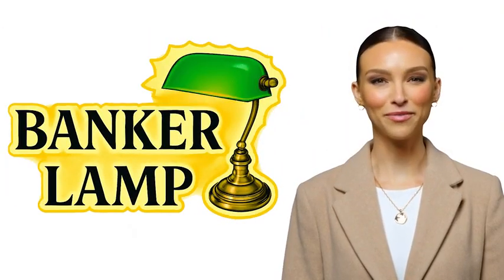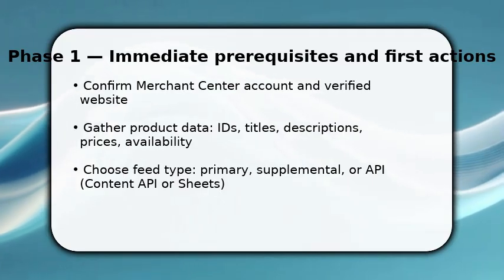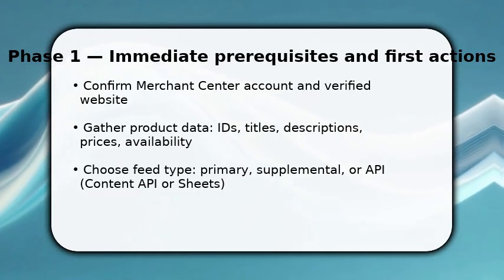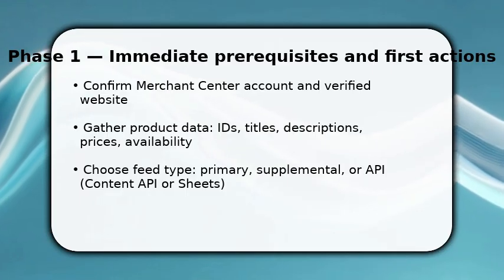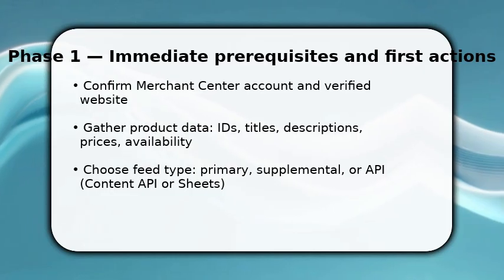Please enjoy the video. You begin by confirming your Merchant Center account is active and your website is verified. This unlocks feed creation. Next, gather structured product data, ID, titles, descriptions, prices, availability, GTIN, so you can map fields quickly.